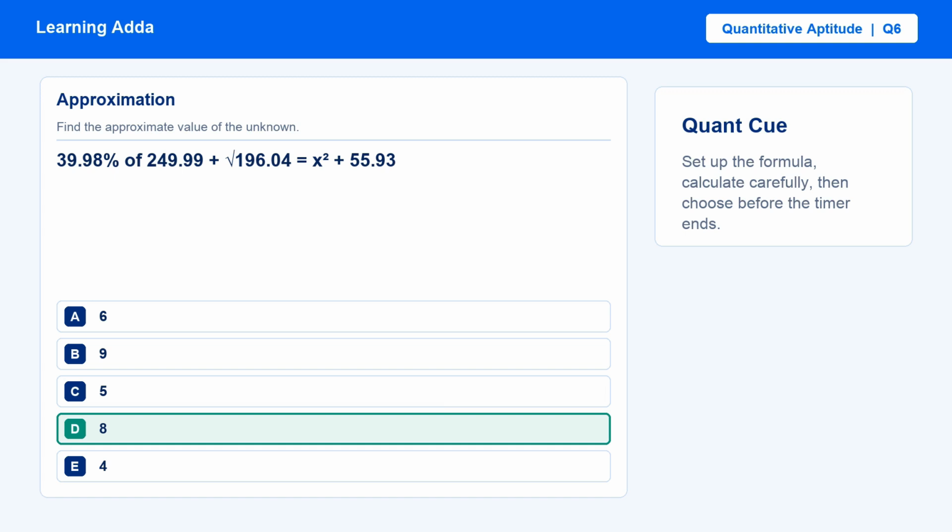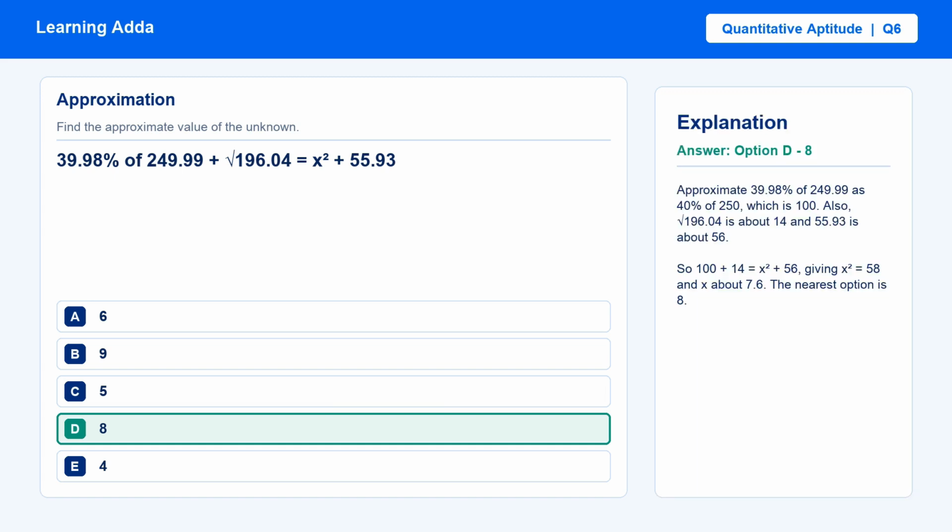The answer is option D, 8. Approximate 39.98% of 249.99 as 40% of 250, which is 100. Also, square root of 196.04 is about 14 and 55.93 is about 56. So 100 plus 14 is equal to x squared plus 56, giving x squared is equal to 58 and x about 7.6. The nearest option is 8.